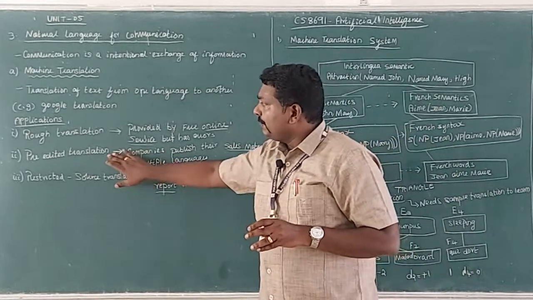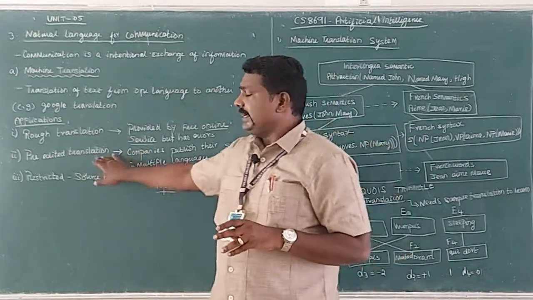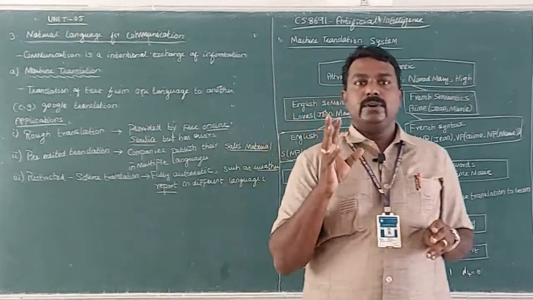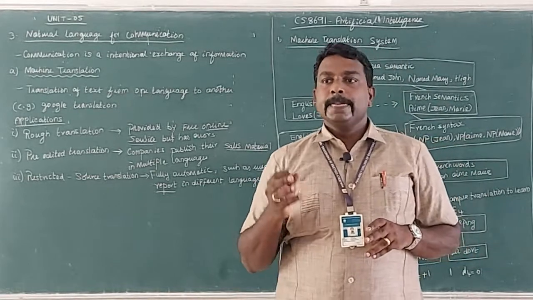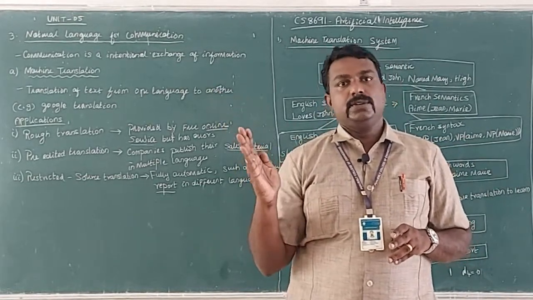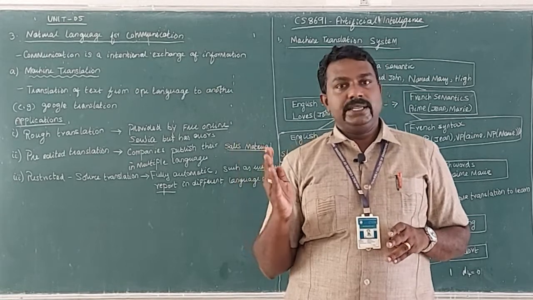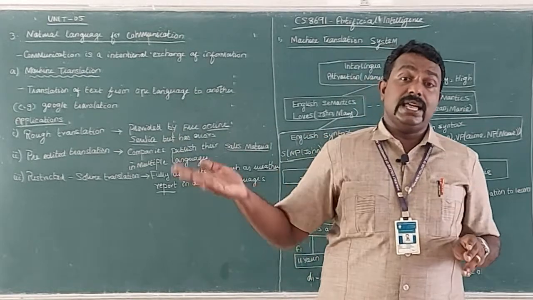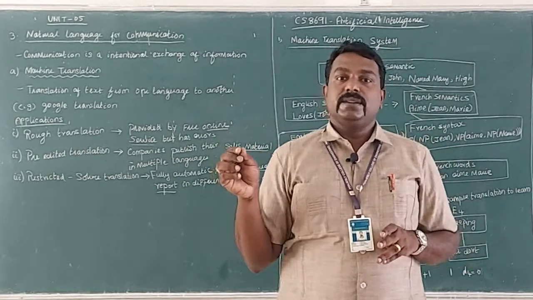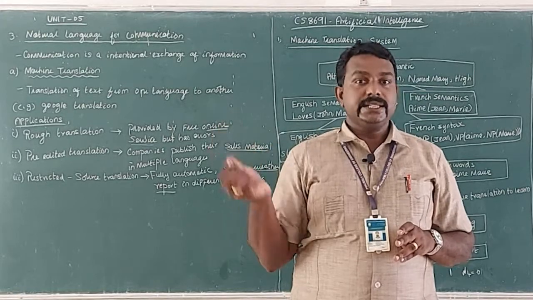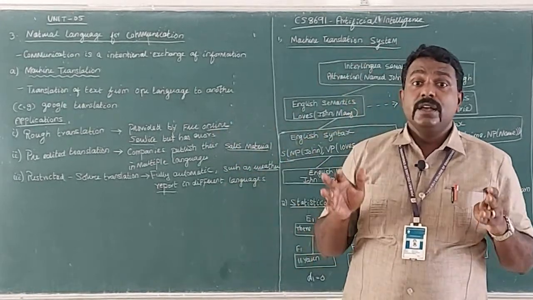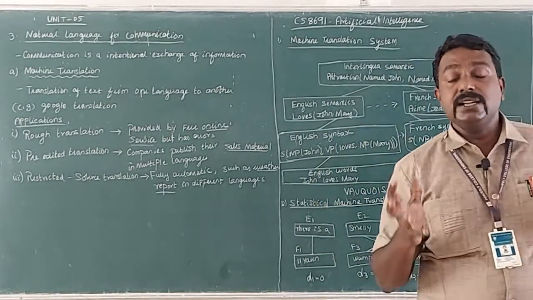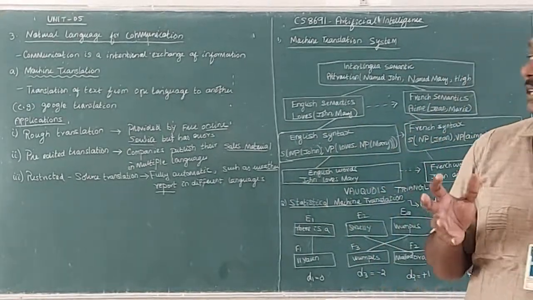The second type of translation is called pre-edited translation. The best example is when you buy a phone, a Nokia or Samsung mobile phone, you get a printed document, a manual on how to use it. The manual will be in 2 or 3 languages, even 10 languages, a small manual is also available. That you call pre-edited translation. The company itself prepares a document in multiple languages.